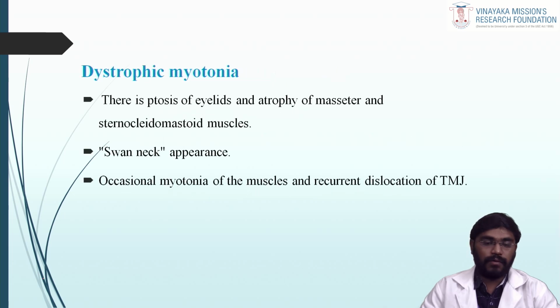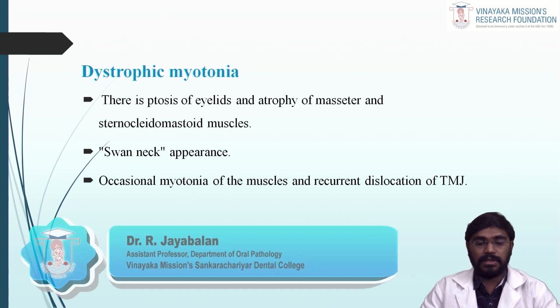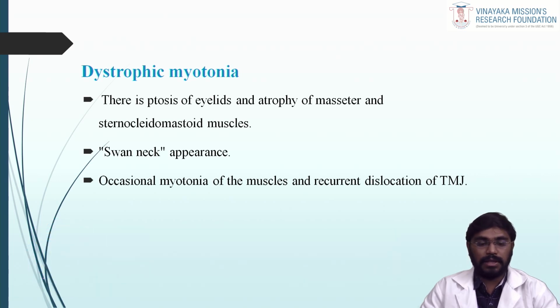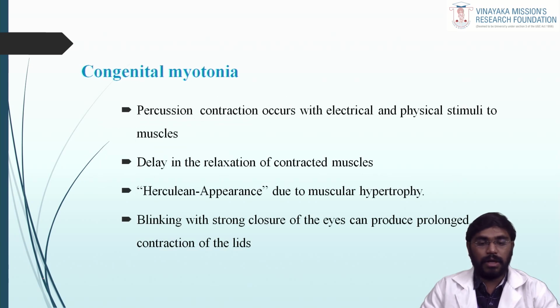So next is dystrophic myotonia. There is ptosis of the eyelids and atrophy of the masseters and sternocleidomastoid muscles. A swan neck appearance is seen. Occasionally there is myotonia of the muscles and recurrent dislocations of the TMJ, that is the temporomandibular joint. Last one is congenital myotonia.